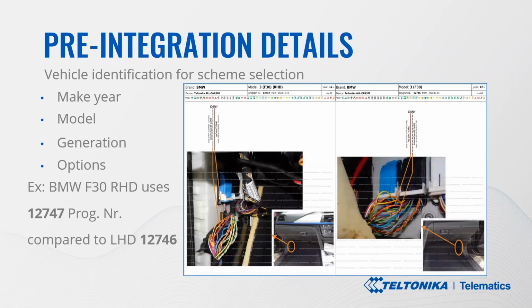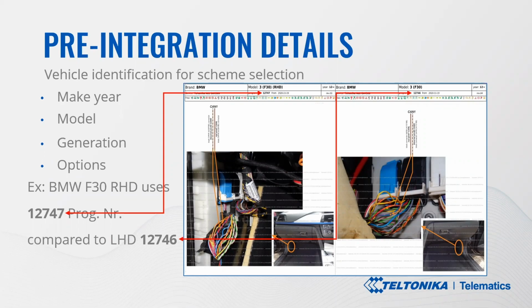So here I provide you an example. We have a BMW F30. The right-hand option uses program number 12747, and it's specified in the schematics. And the left-hand drive model uses program number 12746. All of this information is noted: you must consider the options of the car because they may use different program numbers. So make sure to always double check this point.